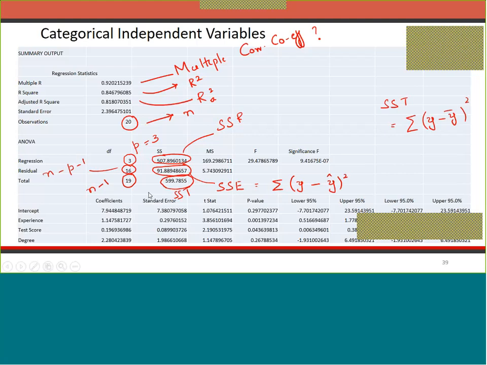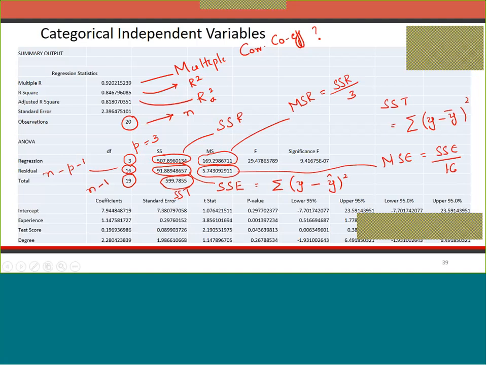So this is SSR, this is SSC, and this is SST. What is this? This is MSR. How do you calculate MSR? MSR is nothing but SSR divided by the degrees of freedom, which is 3. And this is MSE. MSE is nothing but SSE divided by the degrees of freedom, 16.